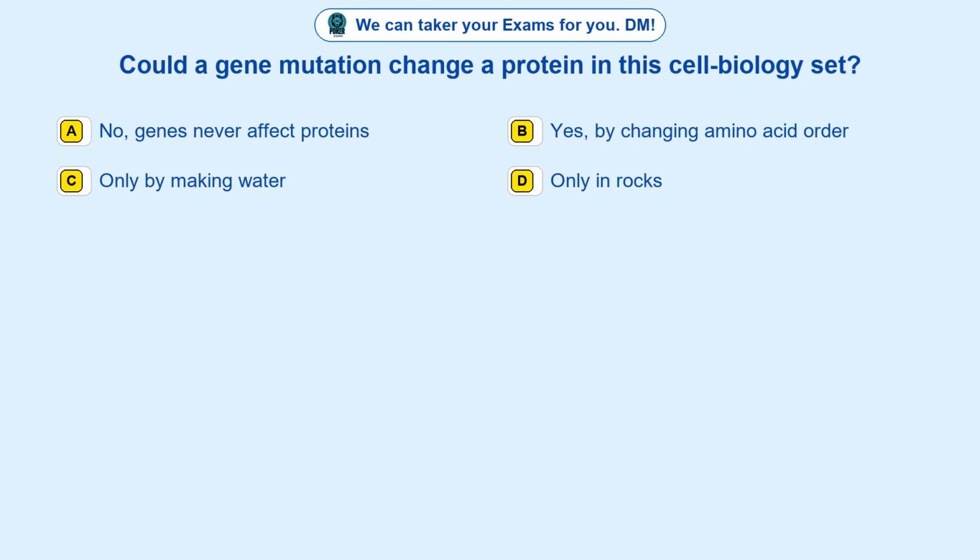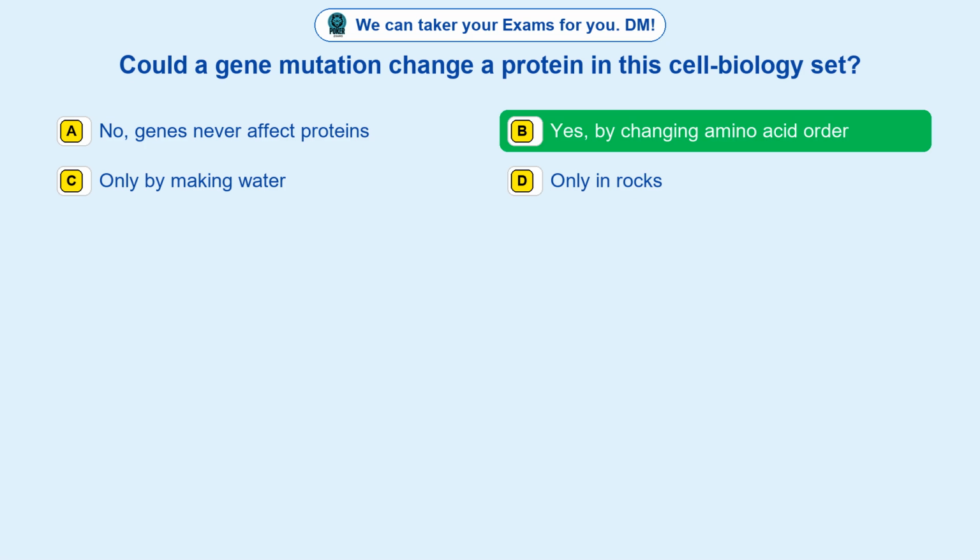Question 10. Could a gene mutation change a protein in this cell biology set? Option A. No, genes never affect proteins. Option B. Yes, by changing amino acid order. Option C. Only by making water. Option D. Only in rocks. The correct answer is option B. Yes, by changing amino acid order.